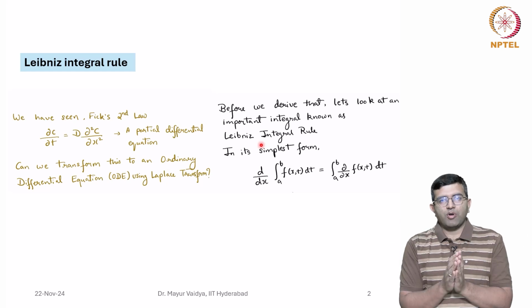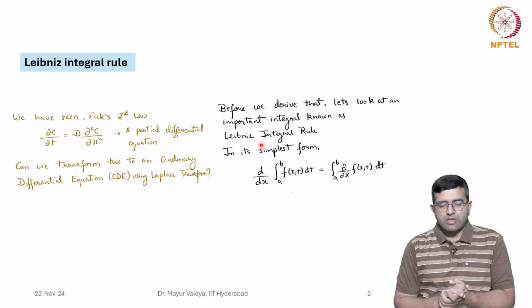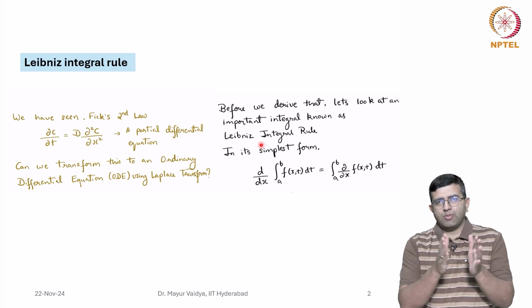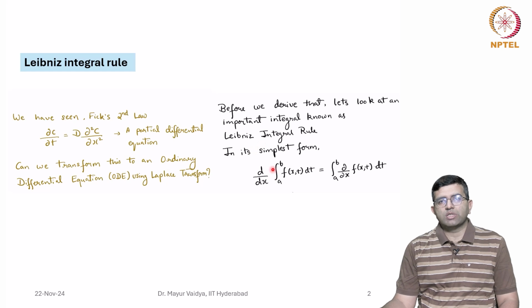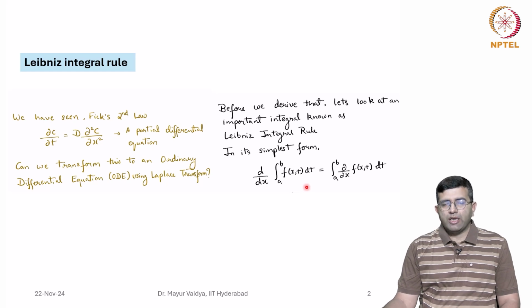You see that both the important branches of calculus are covered in this rule, which is differentiating an integral. So, in its simplest form, there is a more general form of Leibniz integral also available, but I think for our discussion it is okay to use the simpler form, which says that if you want to differentiate an integral of a function, let us say f of x, t dt, then you can take this derivative inside, and this will be equal to the integral from a to b of dou by dou x of f of x, t dt.